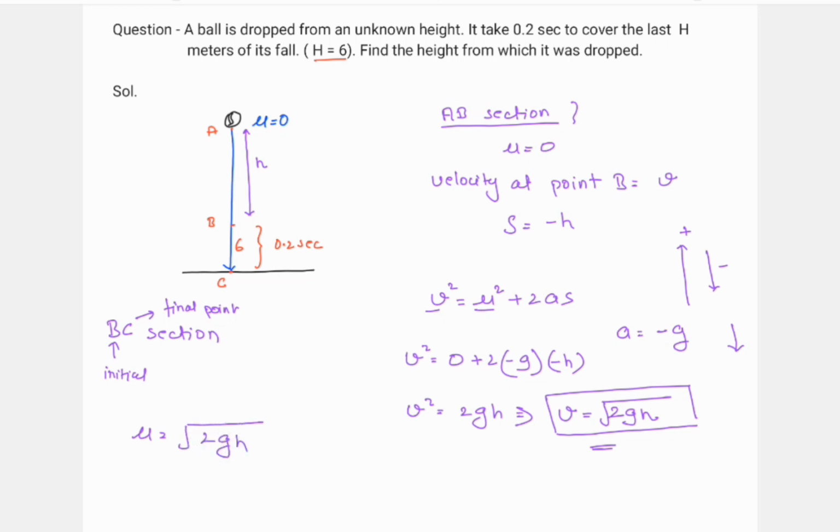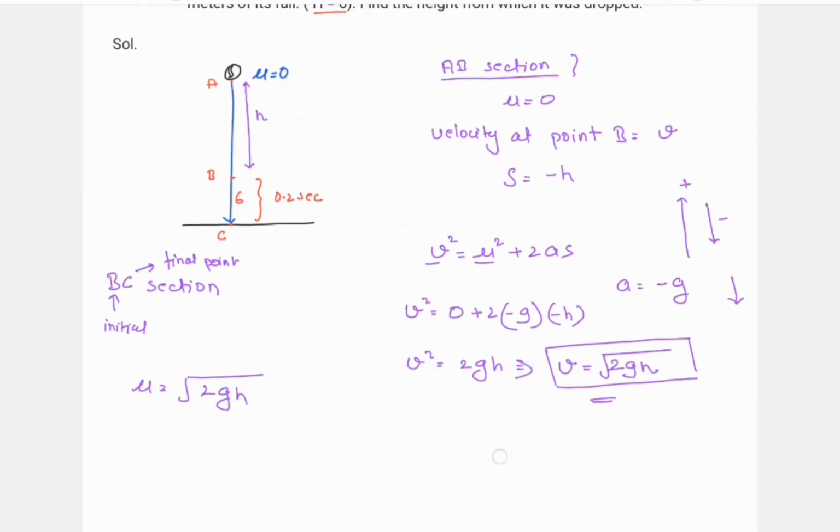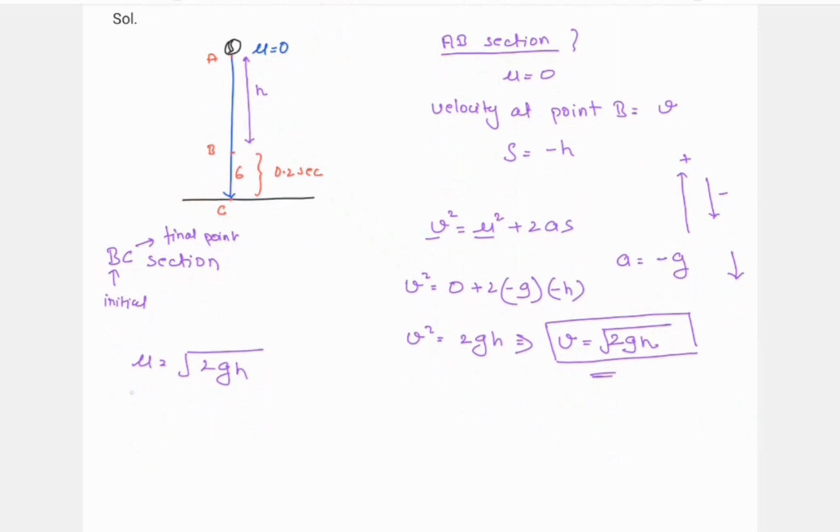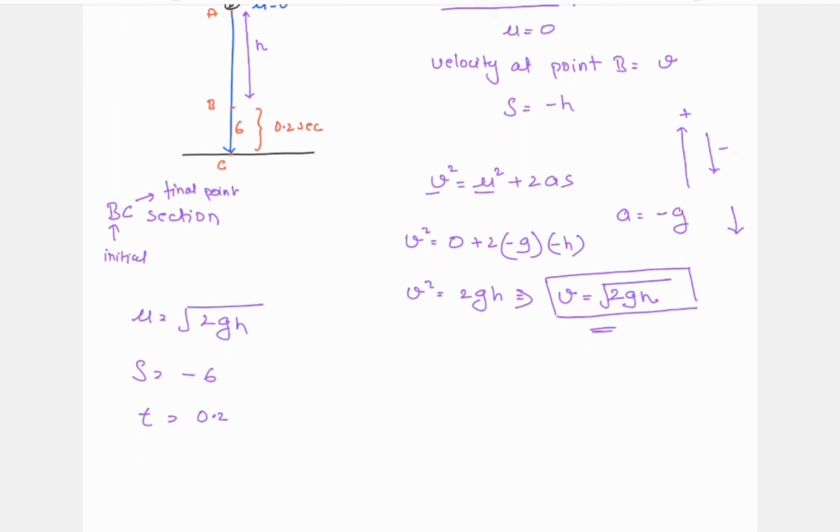Now, is it clear why? Because I am discussing about the BC section. BC section means B is the initial point and C is the last point. That's why I am taking the velocity at B as the initial velocity. Okay. What is the S? What is the distance? Distance is minus of 6. What is the time taken to cover this distance? 0.2.